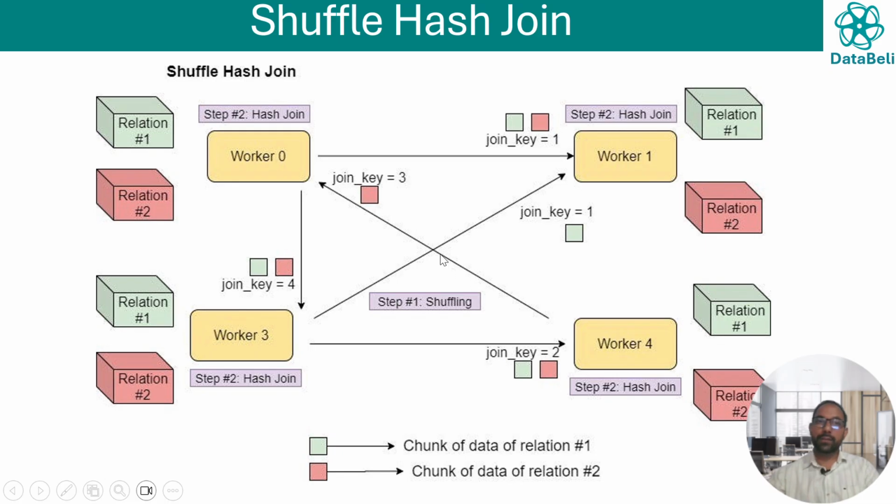So this is how shuffle hash join works, and these two strategies are mainly used. If one of the data frames or tables is small enough, it will do broadcast join. If both are big, it will do shuffle hash join. So now let's understand in terms of coding how exactly we can know which type of join is being used and how we can control it.